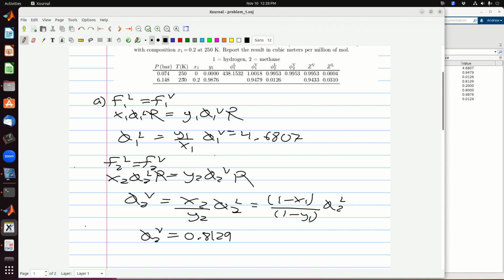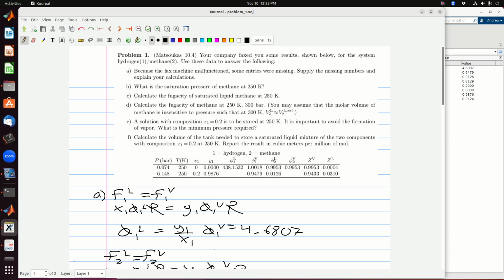So then if I want the saturation pressure of methane, it must be this. Okay, so for B, it must be then the P2 sat, the saturation pressure of methane at 250 Kelvin, equal to 0.074 bars. Okay, cool. So that's B.